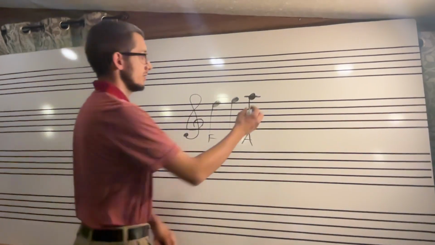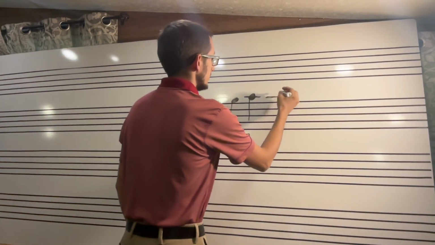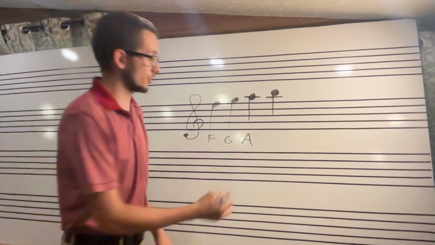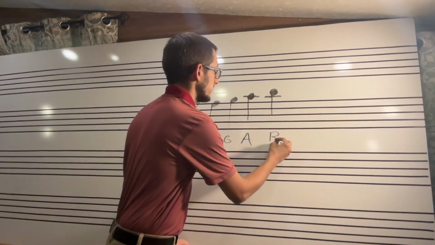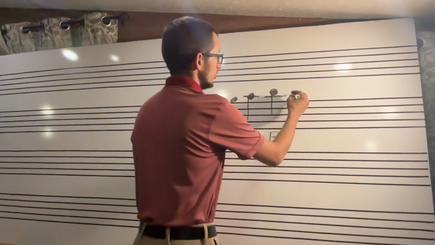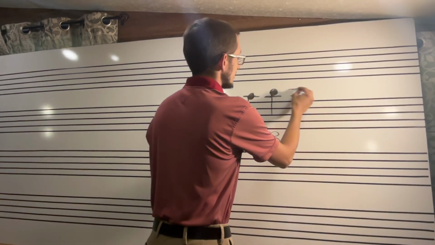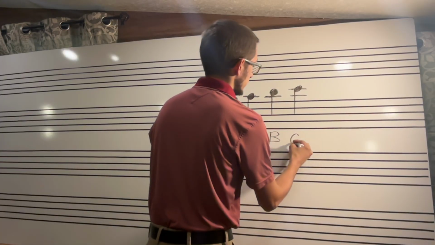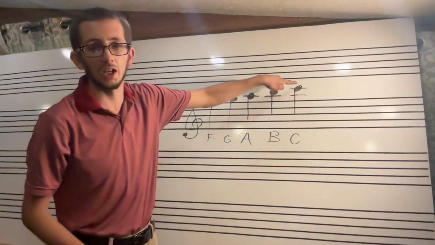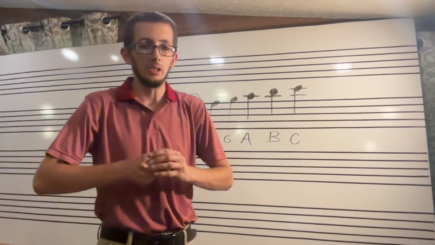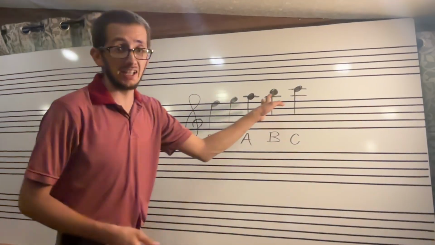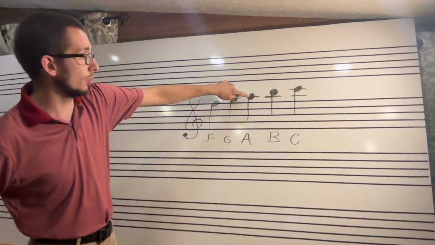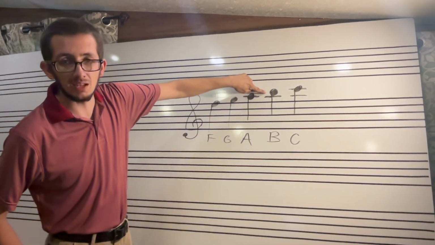And after A, we can also have B right here. B is written above the first ledger line. After B, we can do the note C. C is written on the second ledger line above the staff. Now keep in mind with ledger lines, they act just like the regular lines of the staff. You can have notes that go on the line or on the space in between the lines.